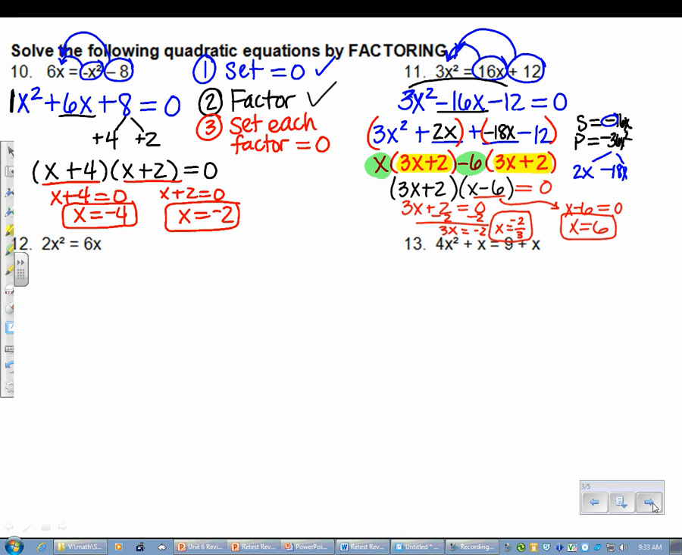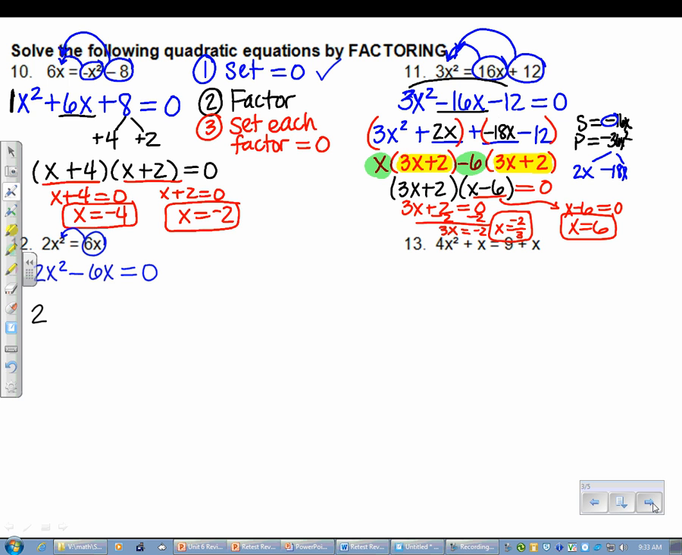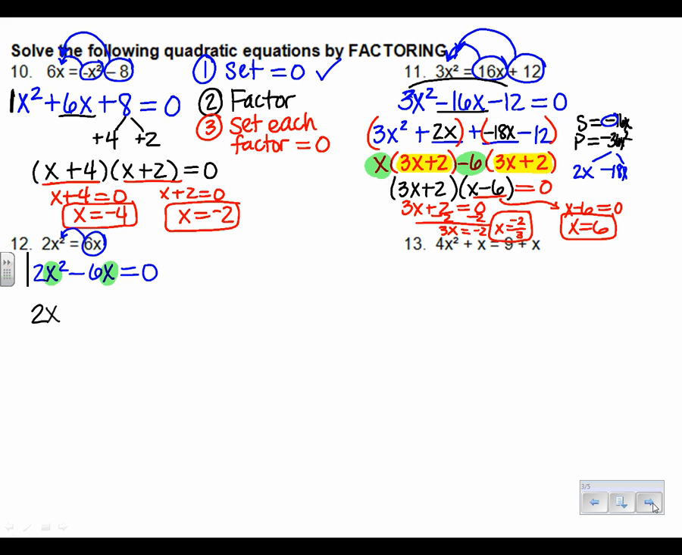Number 12. I'm going to go through that same three-step process again, and the first step is to set the equation equal to 0. So in order to do that on number 12, I need to move the 6x to the left, which makes it negative. And now I have it set equal to 0. Step 2 is to factor completely. Think back to your flowchart, look for a GCF first. And actually this one does have a GCF. It's 2, and because they both have an x in them, I'm also going to pull out an x in front. That leaves me with x minus 3.